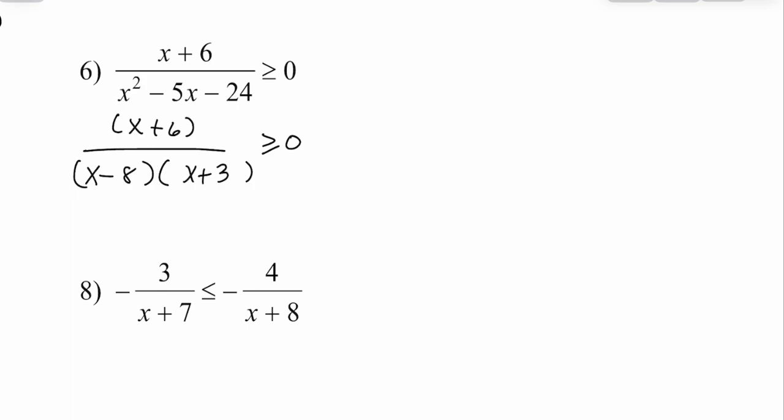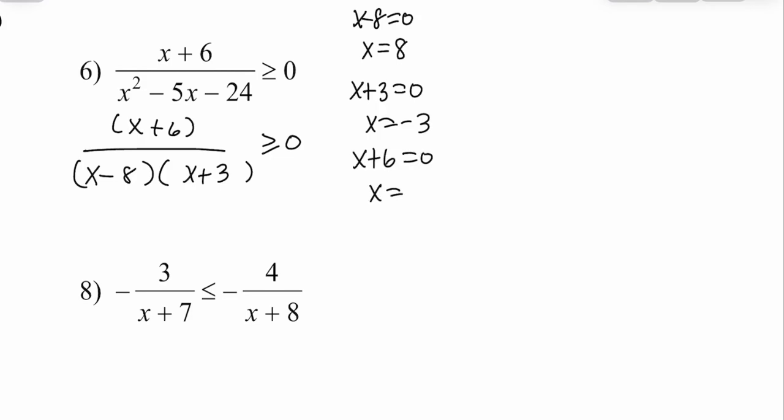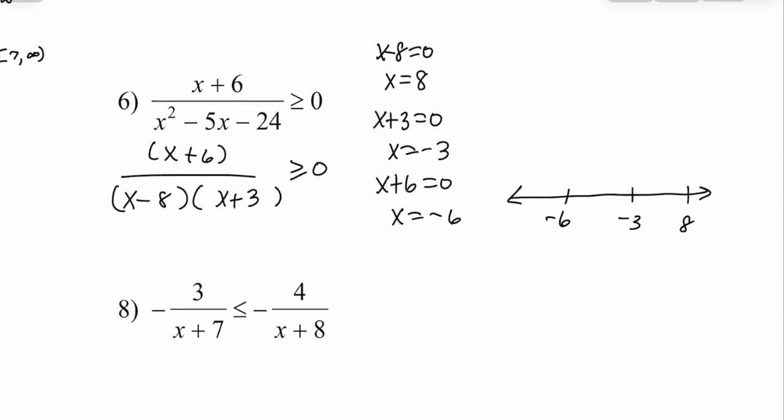It's awesome. You're going to set each factor equal to 0 and solve. So our first one is x minus 8 equals 0 at 8. X plus 3 equals 0 at negative 3. And x plus 6 equals 0 at negative 6. So we're going to put those on our little number line chart from least to greatest number line order. We're going to make that into a chart.